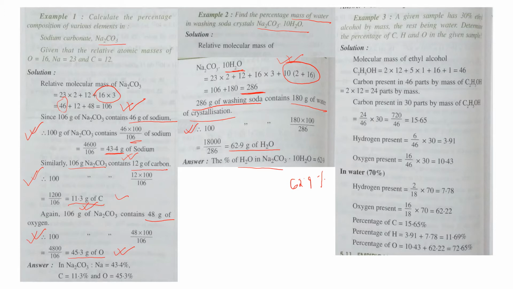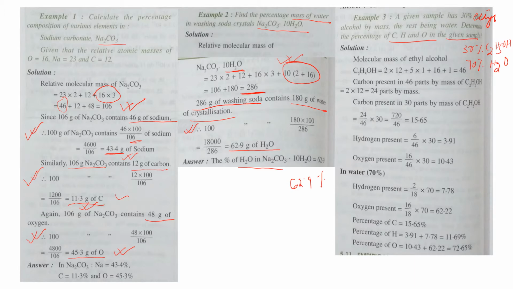A given sample has 30% of ethyl alcohol by mass, the rest being water. That means you are having a sample in which 30% is C2H5OH. This is the formula of ethyl alcohol that you should know. And rest 70% is water. So you have to determine the percentage of carbon, hydrogen and oxygen in the given sample.